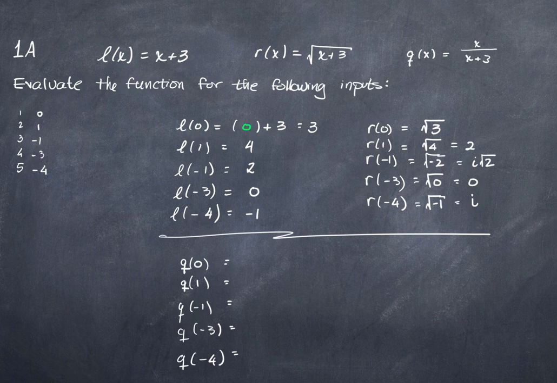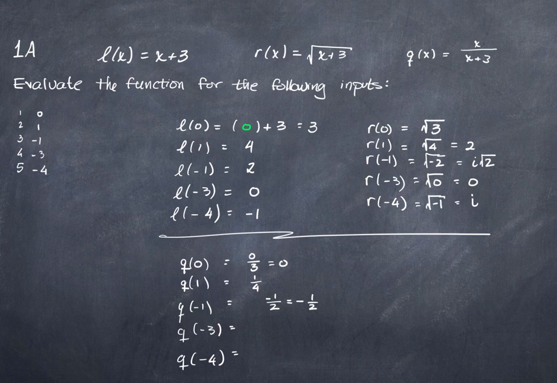When you plug a 0 in for x here and here, you get 0 over 0 plus 3. So you should have 0 over 3, which is 0. Plugging in a 1 gives you 1 over 1 plus 3. That's 1 over 4. Negative 1 as an input value gives you negative 1 over negative 1 plus 3. That's negative 1 over 2, which can be written either as negative 1 over 2 or just negative 1/2.